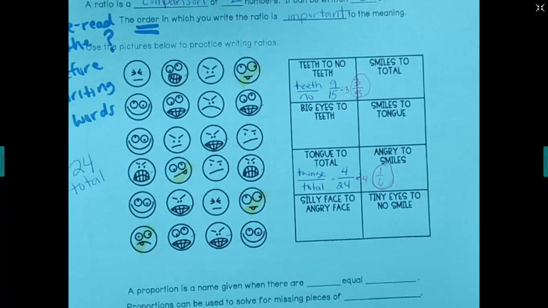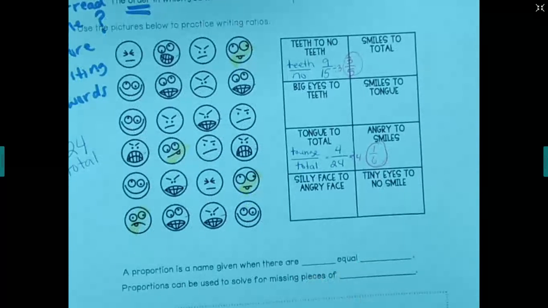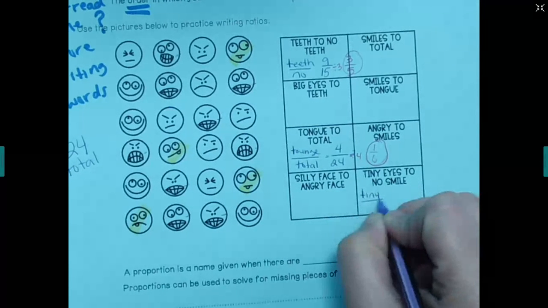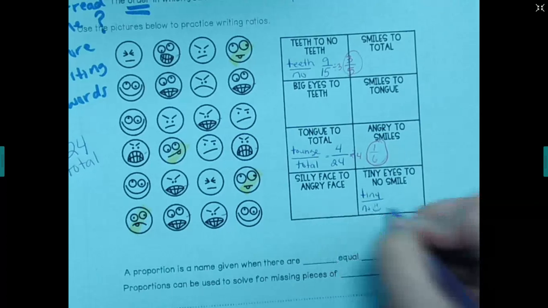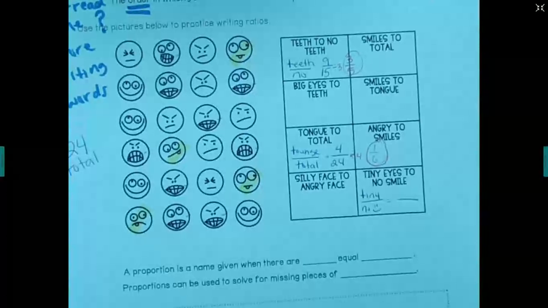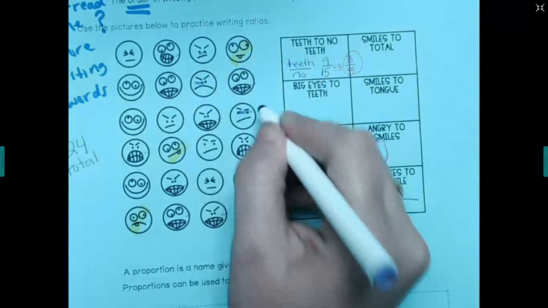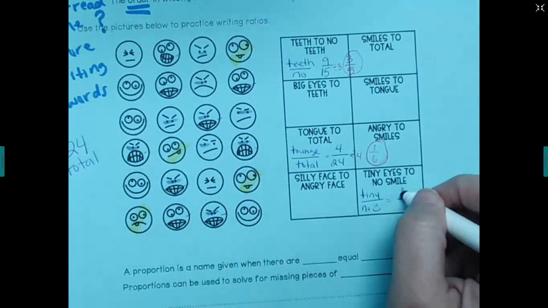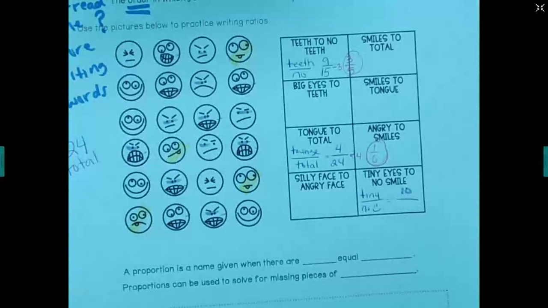Yes, and usually your answer choices will be simplified. All right, we'll do one more. Let's do tiny eyes to no smile. Okay, let me pick a different one. Tiny eyes. We have 1, 2, 3, 4, 5, 6, 7, 8, 9, 10. 10 tiny eyes to no smile.